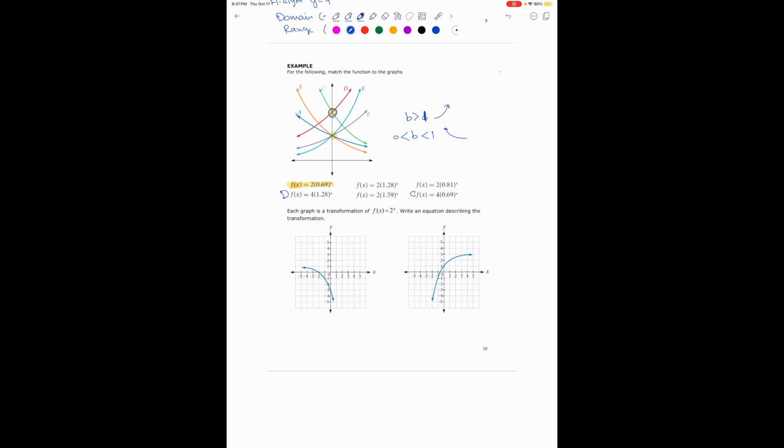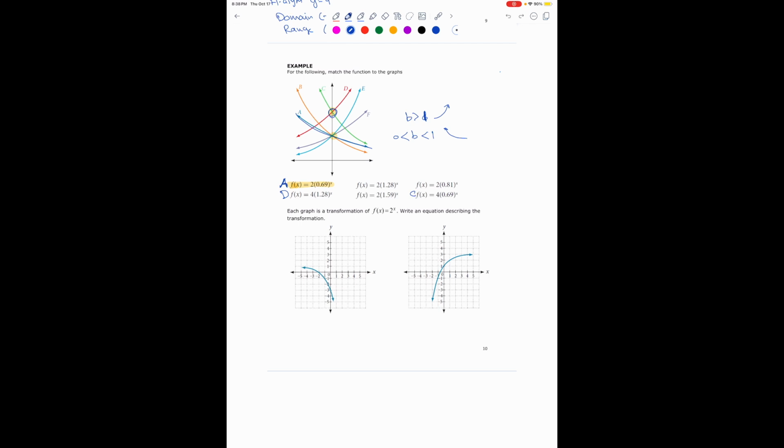A is a decay function and has a y-intercept of 2, and it is the farthest from the y-axis. So it is going to be the smallest base, and the base has to be less than 1, and the y-intercept is 2. So we have this base that is less than 1 with a y-intercept of 2, and we have this base of less than 1 with a y-intercept of 2. So we said it is the smallest of them. I noticed that this is smaller than that, so I'm going to go with this is A, since it's the farthest from the y-axis.